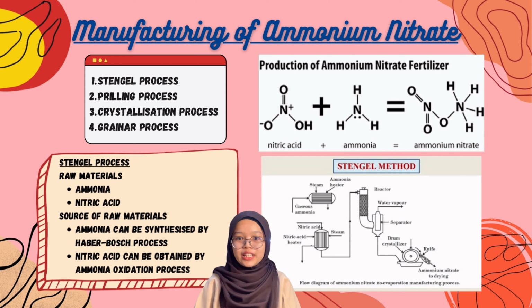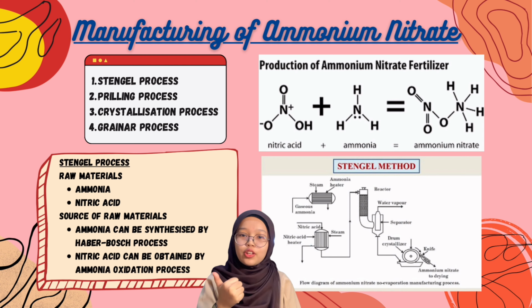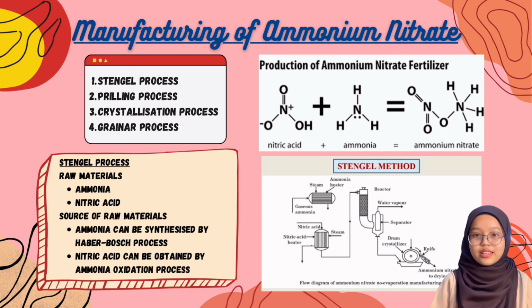Manufacturing of ammonium nitrate consists of 4 processes. The first one is the Stengel process, followed by the prilling process and the crystallization process, and the last one would be the granulation process. However, today we will only focus on the first process, which is the Stengel process. The raw materials needed for the Stengel process are ammonia and nitric acid. Ammonia is synthesized from the Haber-Bosch process, whereas nitric acid is obtained by the ammonia oxidation process. So, let's begin the Stengel process.